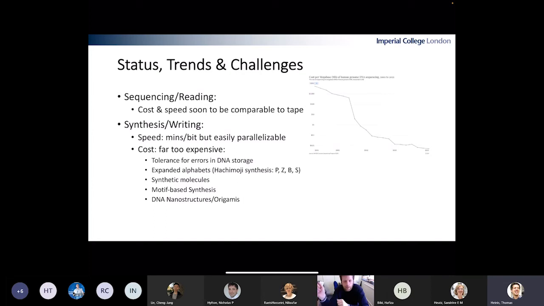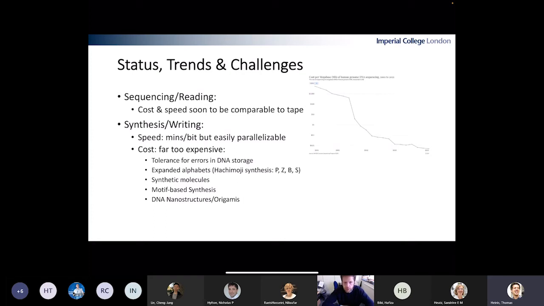So we could probably deal with that, but writing being too expensive is a big issue for this technology. And it will get cheaper. The question is, will it get cheap enough for our purposes? This is also why a lot of research efforts focus on making writing, or DNA synthesis, cheaper.